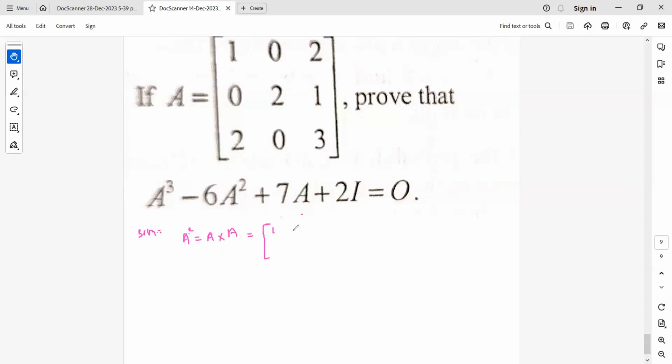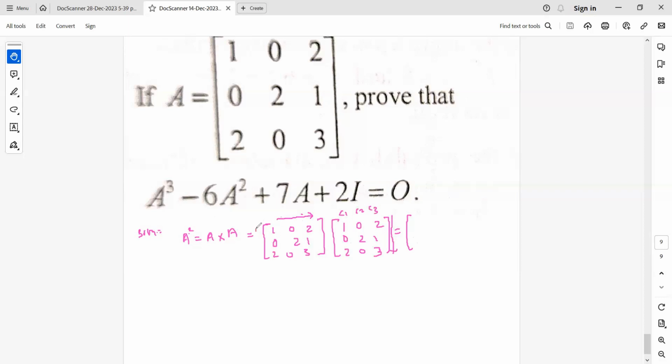So 1 0 2, next 0 2 1, and then 2 0 3. We need to multiply it with again the same matrix 1 0 2, 0 2 1, and 2 0 3. So on multiplying again we get a 3 cross 3 matrix only. We need to multiply R1 with C1, C2 and C3.